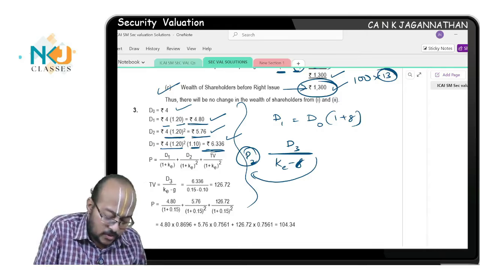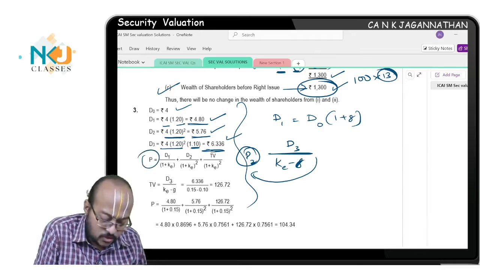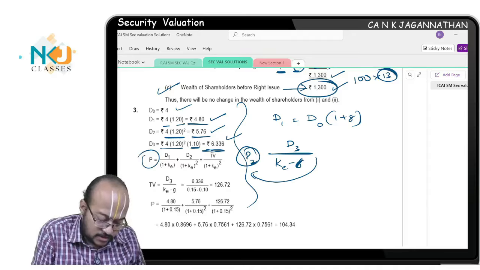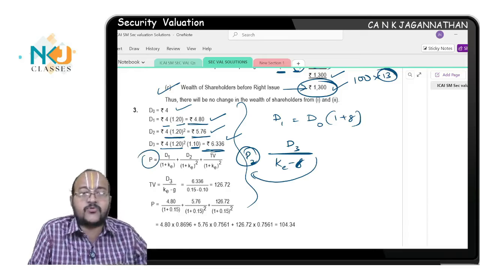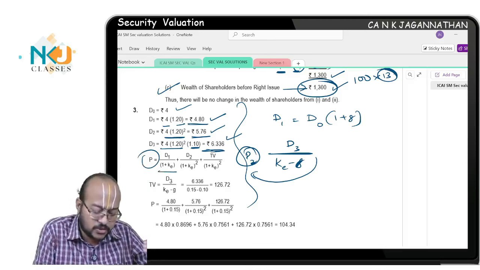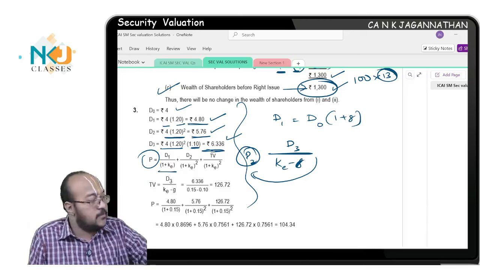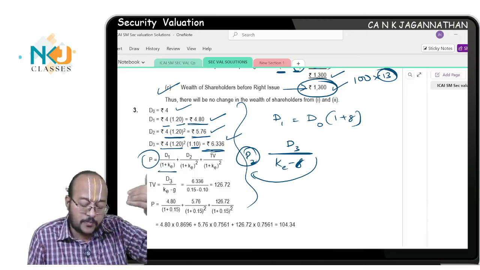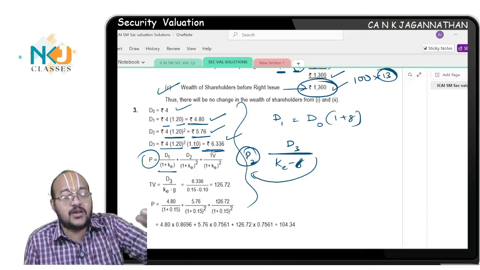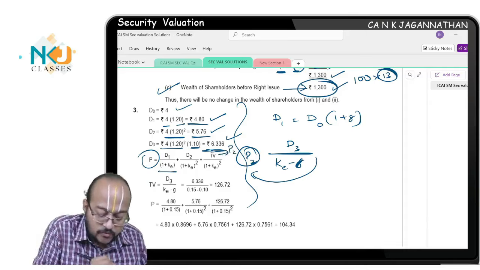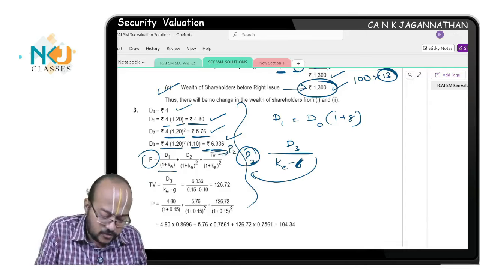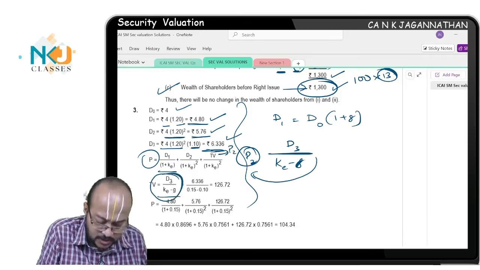Upon 10% growth rate you will apply, and they have computed P is equal to D1 by KE minus G. Very simple tabular formula. First year dividend they are discounting using first year KE, 1 plus KE. D2 over 1 plus KE the whole square, plus TV. The TV is nothing but P2, price at the end of year 2. We are going to find out it is nothing but D3 by KE minus G.